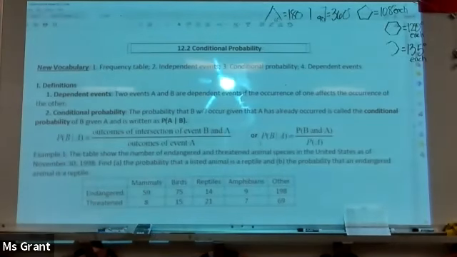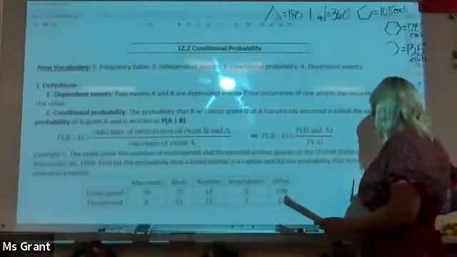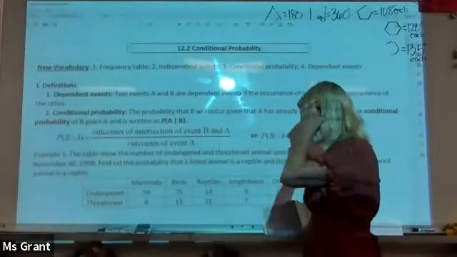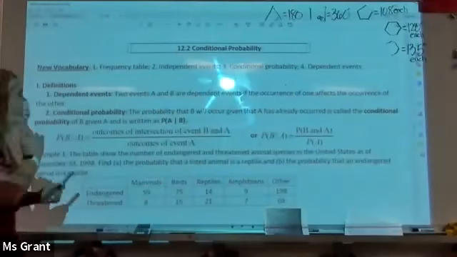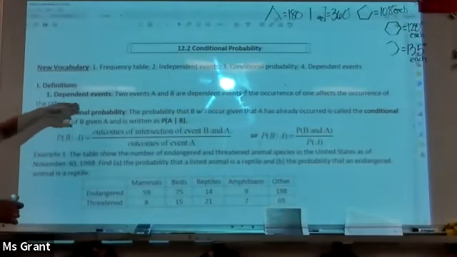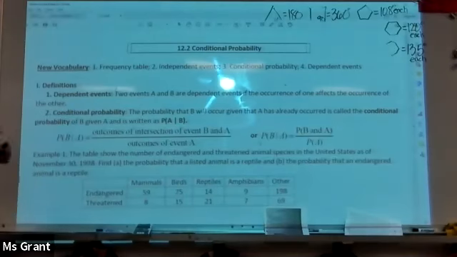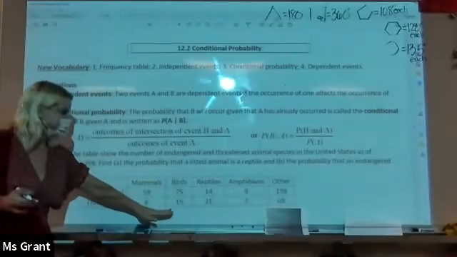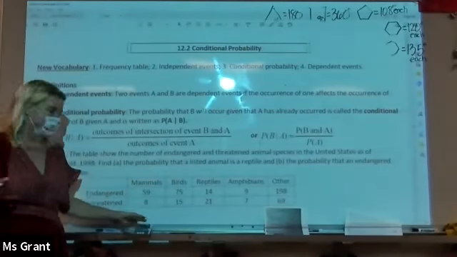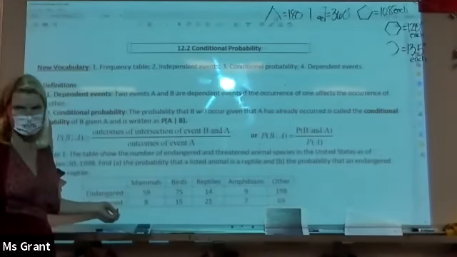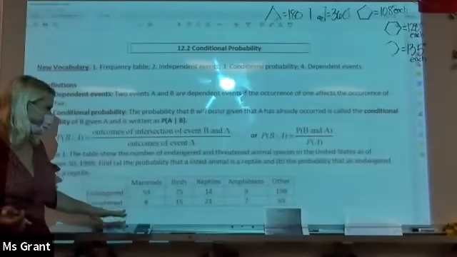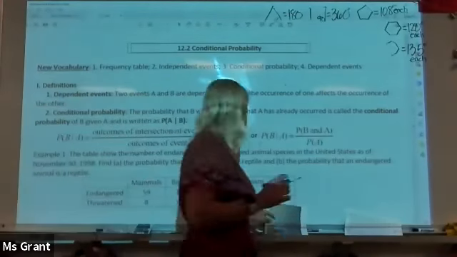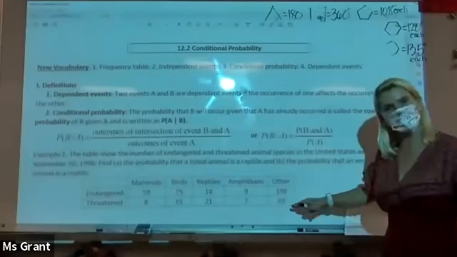All right. Today we are talking about conditional probability. We're going to define it here, but let me go through some of these new words. A frequency table is a table where my data is given. So this right here is a frequency table, and it's organized nicely. Sometimes they'll have grand totals in the corners. You'll see that.